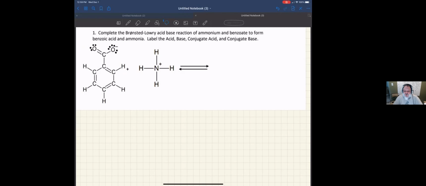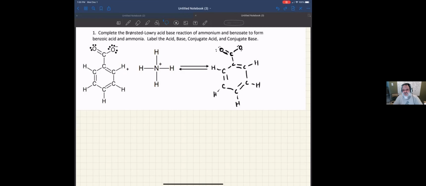At that point, you have to be able to draw Lewis structures and think about where are the possibilities for protons to be transferred. Well, a proton that can be transferred will be on something that is neutral or positively charged, and a proton that can be accepted will be accepted on something that is negatively charged or neutral. And in this case, you've got something that's negatively charged and positively charged in the reactants.